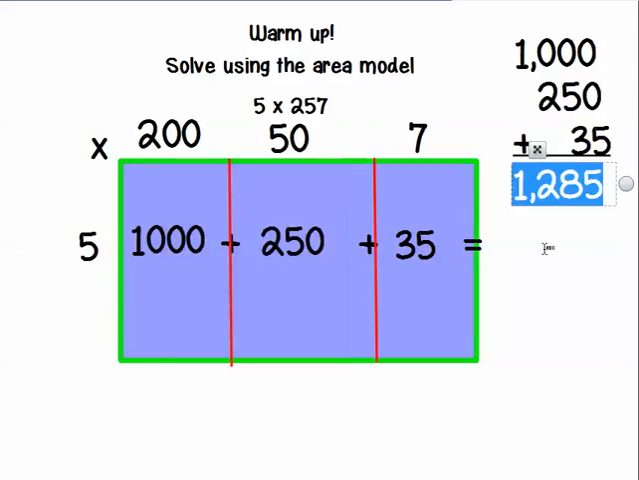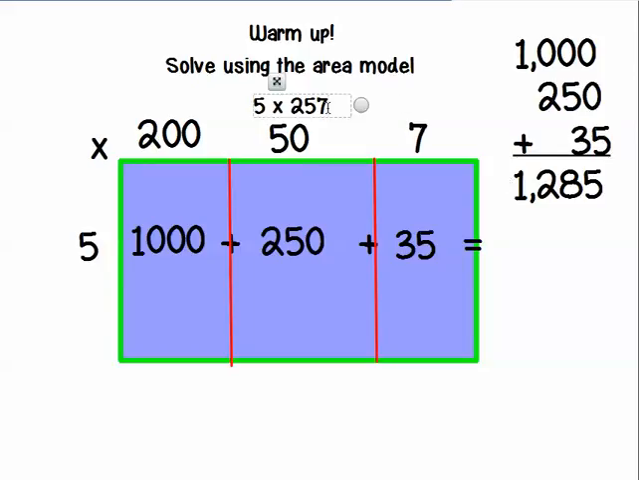So I was right. Another way that we've told the kids to make sure that their actual answer is reasonable is to round or estimate. They would take this number 257 and estimate that to be 300. They would round it up to the hundreds place. And they would say 300 times 5 is 1,500. And so my answer is reasonable here, 1,285.